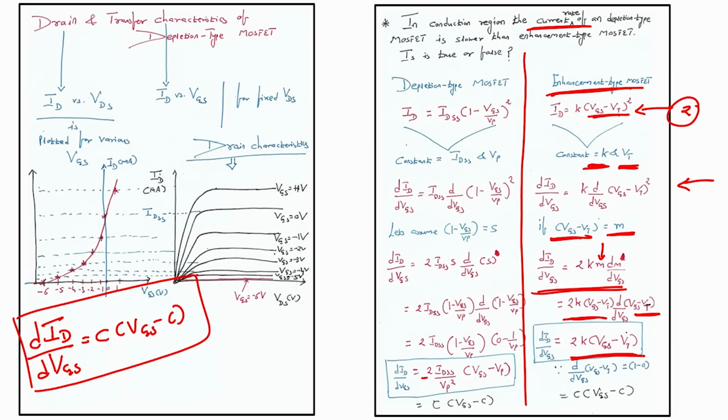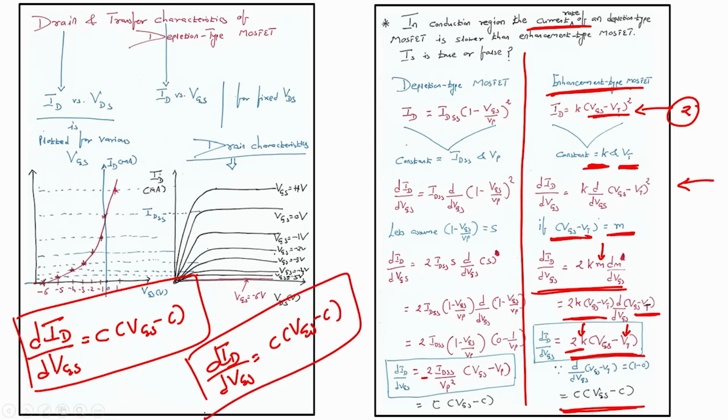So, here the value is nothing but a constant into (VGS minus Vt), because K is constant, 2 is constant, and Vt is constant. So, I have dID by dVGS equals C times VGS minus C. This is what I have derived. This is for the enhancement type, and this is for the depletion type MOSFET.